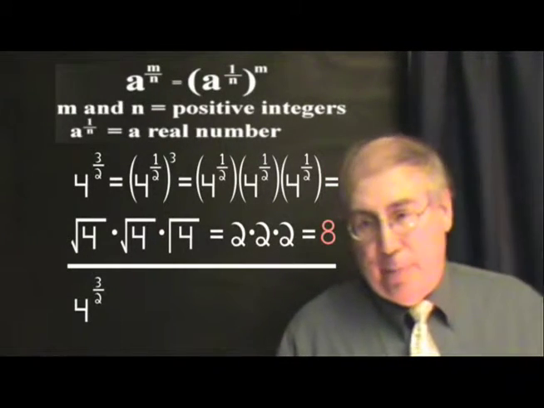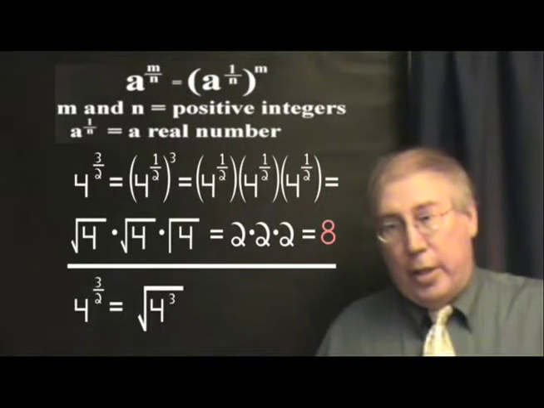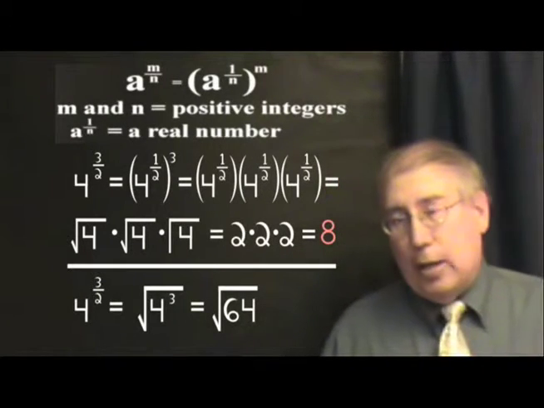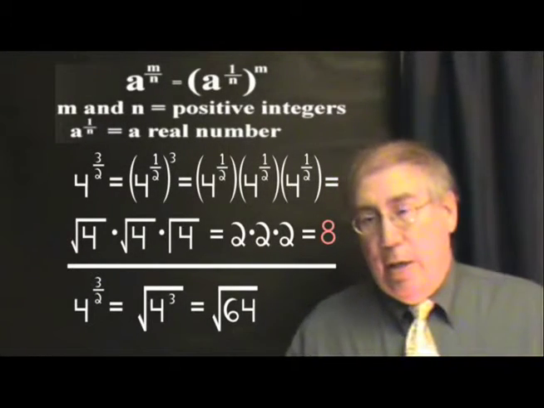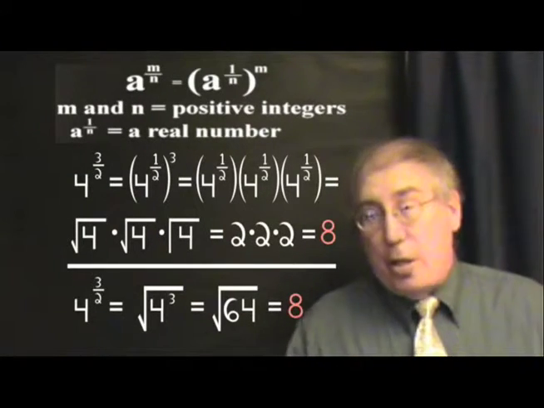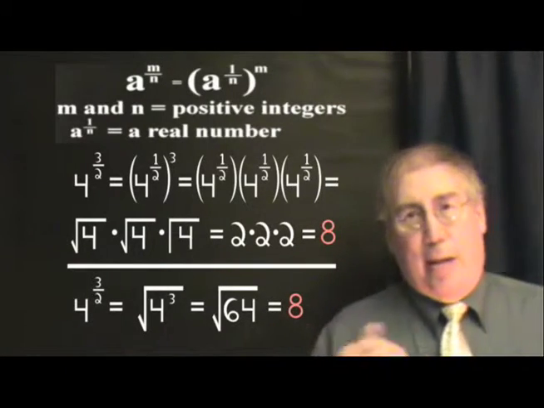Now, just for fun, let's go back and use the previous definition and see if we get the same answer. 4 to the 3/2, you put the 3 with the 4 and the 2 with the radical sign. So it's asking for the square root of 64. So what number times itself equals 64 is 8. So 8 equals 8. So they jive there.